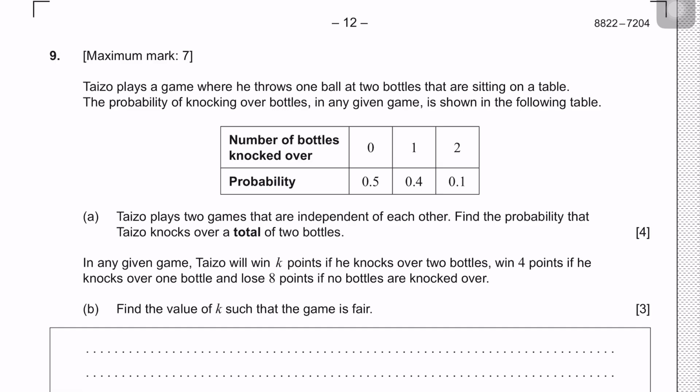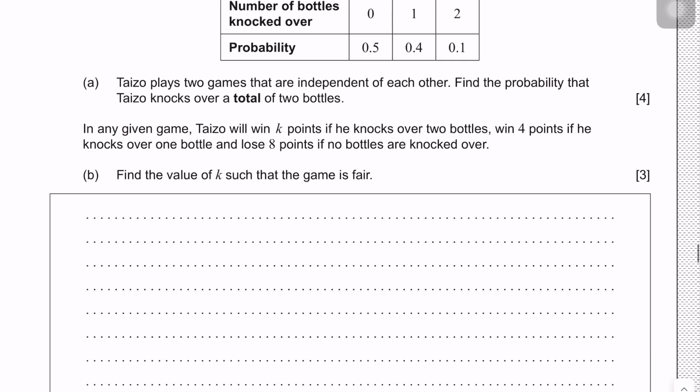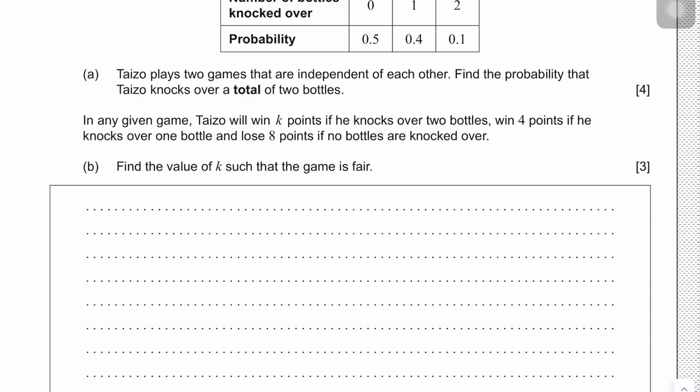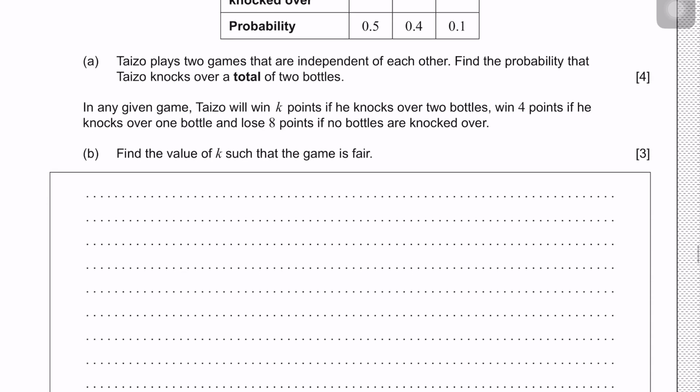Well, we could knock over 1 on the first game and then 1 on the second. We could also knock over 0 on the first game and 2 bottles on the second. But if we're considering all possible outcomes, there's also the case where we could knock over 2 bottles on the first round and then 0 bottles on the second round. And that would also count in terms of the total set of possible outcomes. So one way to visualize this is to draw a tree diagram.